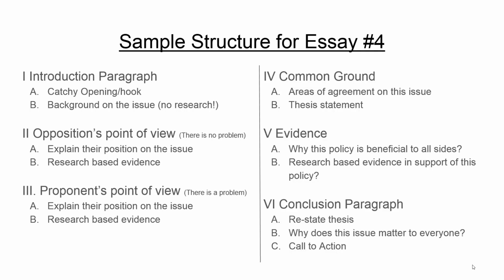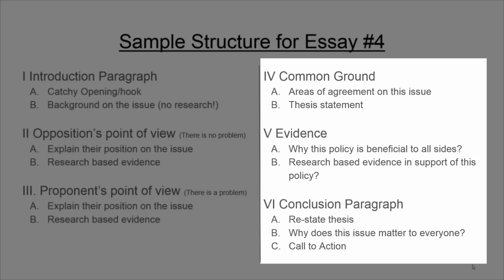At this point in your essay, you'd be pointing out common ground. You'd be finding a compromise. You'd be looking for areas of agreement on the issue. And then you place your thesis statement. Next, you follow up with your evidence. Why is this policy beneficial to all sides? But it is a compromise, and you'd once again have research-based evidence in support of this policy.